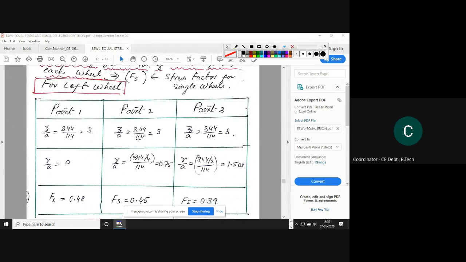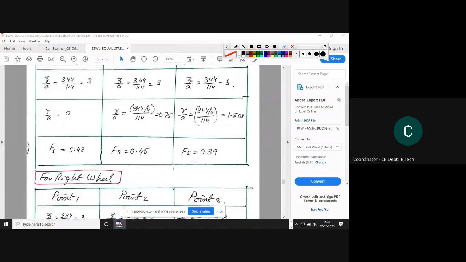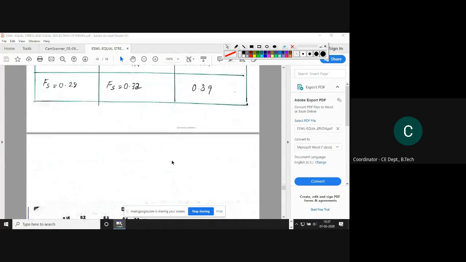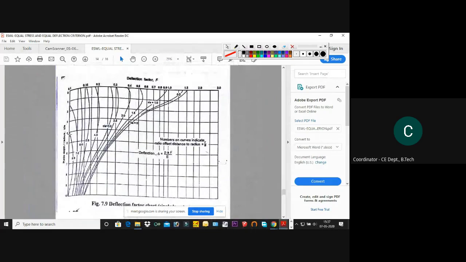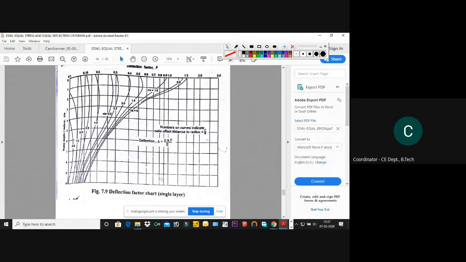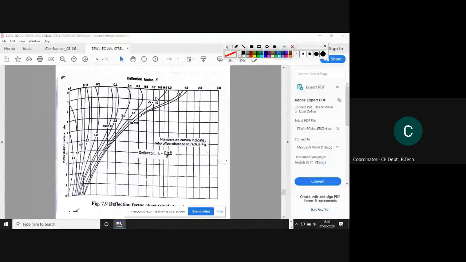Again, like that only, we will find out Z by A, Z by A, R by A, R by A. Now, for all the points we found out. Now you have to use this graph. They will give you this graph for deflection factor. Sometimes they will ask you to find out ESWL using deflection factor, so at that time they will give you this chart. See, this is the deflection factor chart for single layer. Here also this axis will give you your Z by A. All these curves correspond to R by A values, and instead of 100 sigma Z by Q, here it will be your F value.